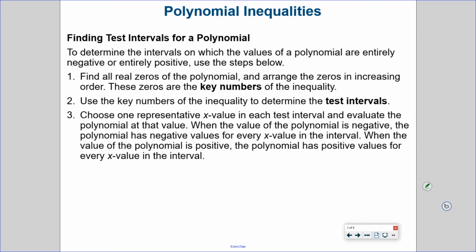So instead, what we have to do is find the key numbers, and what that means is we're just going to solve the equation as if it was an equal sign. So you're going to start by finding all the real zeros. You know that's when your function equals 0. So we'll make it an equation equal to 0. We'll solve it, usually by factoring, and find the key numbers, which are our solutions, or our x values, or our zeros. Then we're going to use something called test intervals. So we're basically going to draw a little number line.